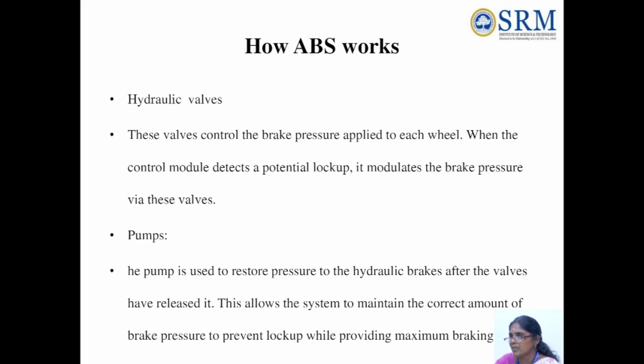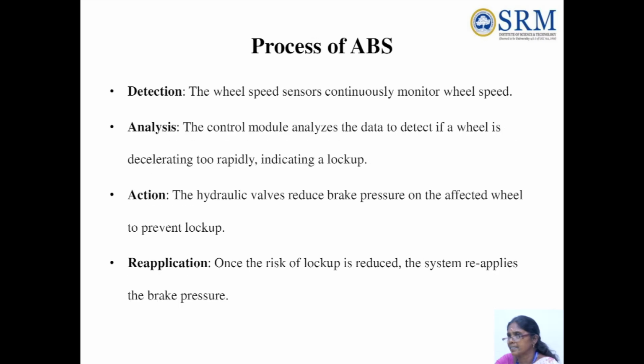When the control module detects a potential lockup, it modulates the brake pressure via these valves. Next is the pump. The pump is used to restore the pressure to the hydraulic brakes after the valves have released it. This allows the system to operate the ABS. The next step is detection. The wheel speed sensors continuously monitor the wheel speed.